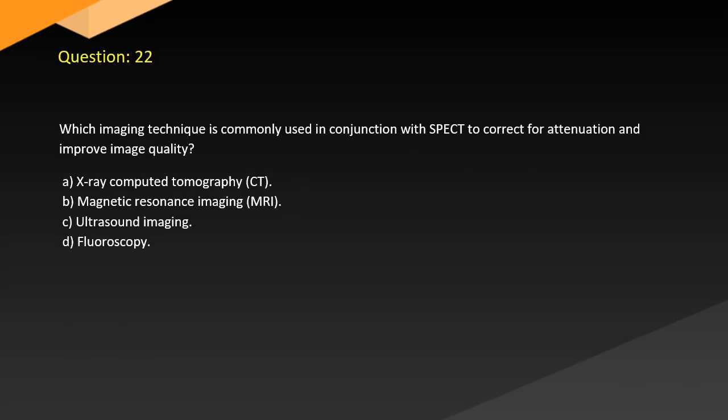Question 22. Which imaging technique is commonly used in conjunction with SPECT to correct for attenuation and improve image quality? A. X-ray computed tomography (CT). B. Magnetic resonance imaging (MRI). C. Ultrasound imaging. D. Fluoroscopy.